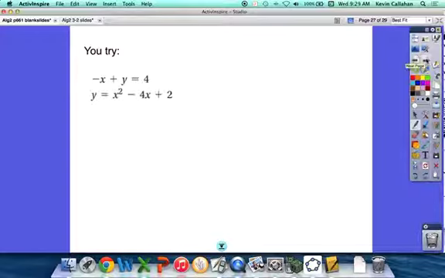Try to put those in the calculator. See how many intersection points there are. See if you could find at least one of them.